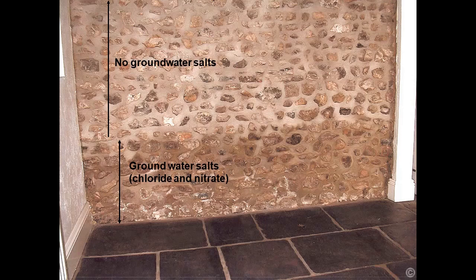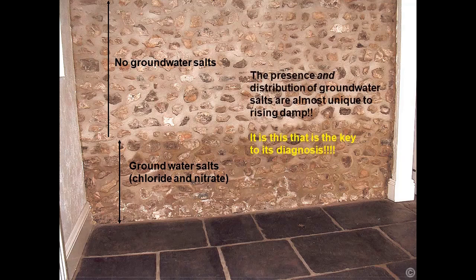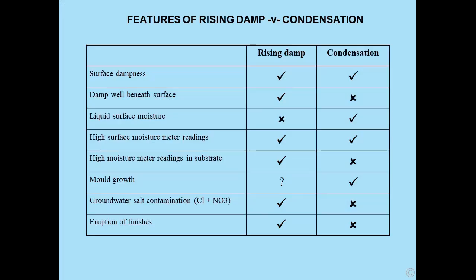And if we look at a wall in general that's had rising damp or has rising damp, the lower part will contain groundwater salts as well as free moisture. The upper part will be clean. And indeed, it's the presence and distribution of groundwater salts that are almost unique to rising damp, and it is the key to its diagnosis, the distribution of moisture and salts, and we saw this earlier in an earlier module. Features of rising damp versus condensation, well, there they are. You can do the comparison for yourself.